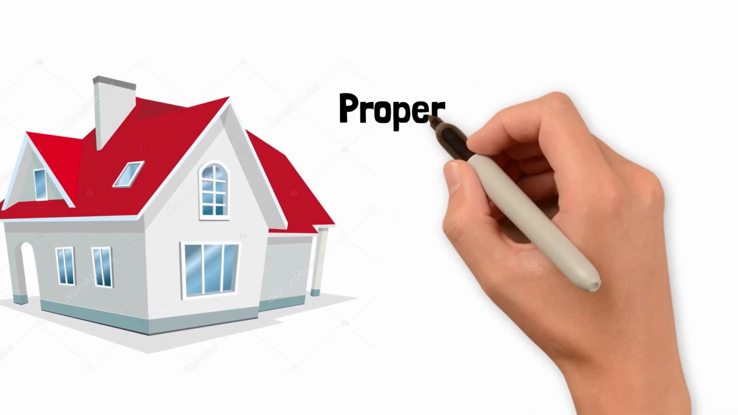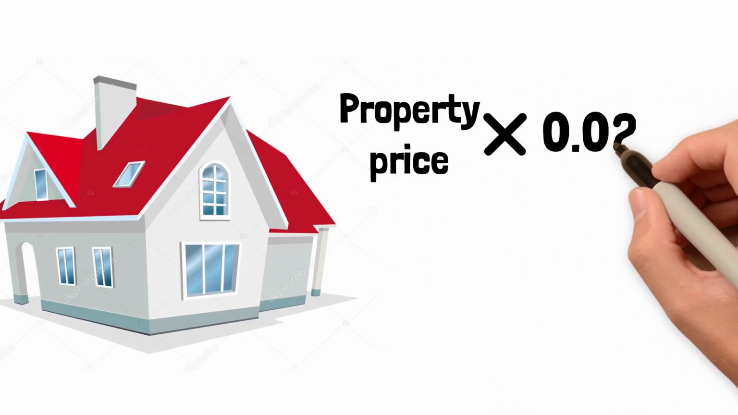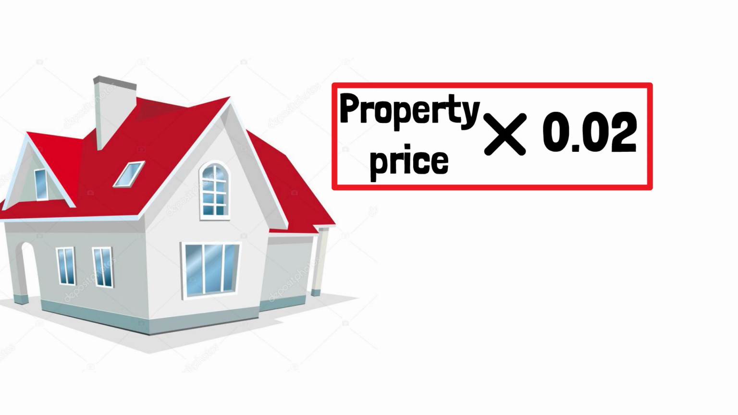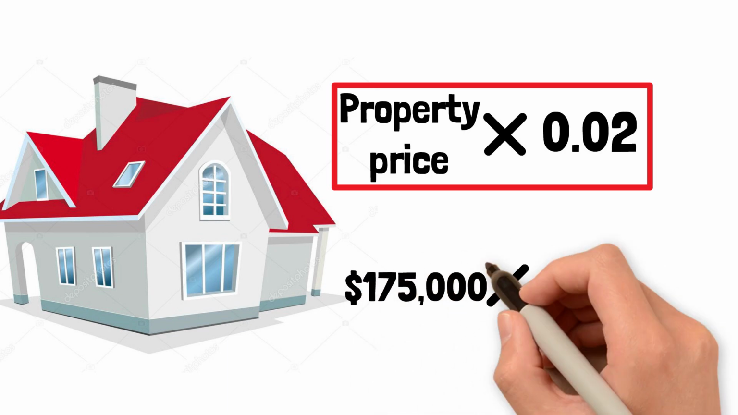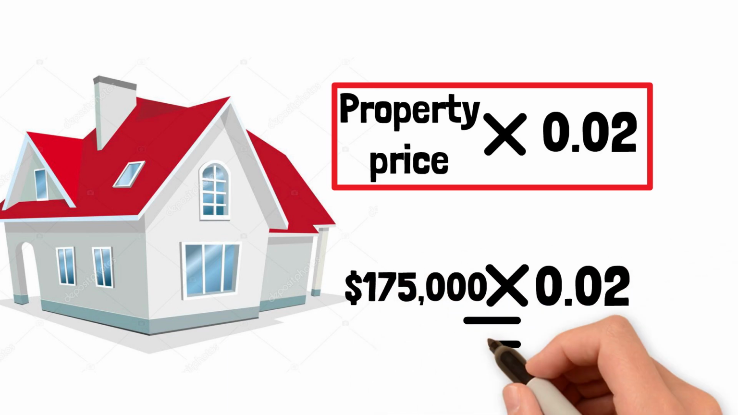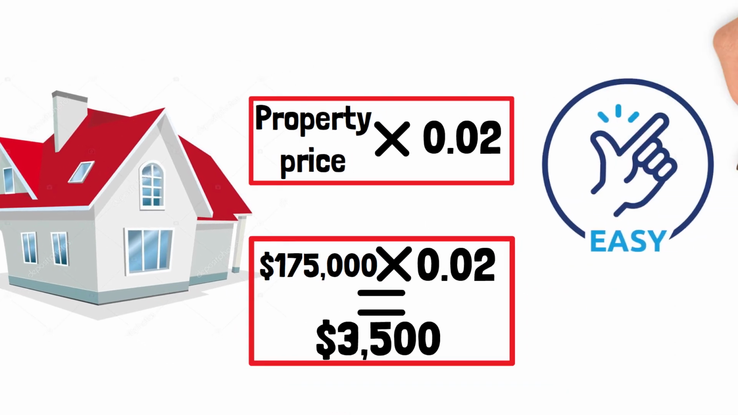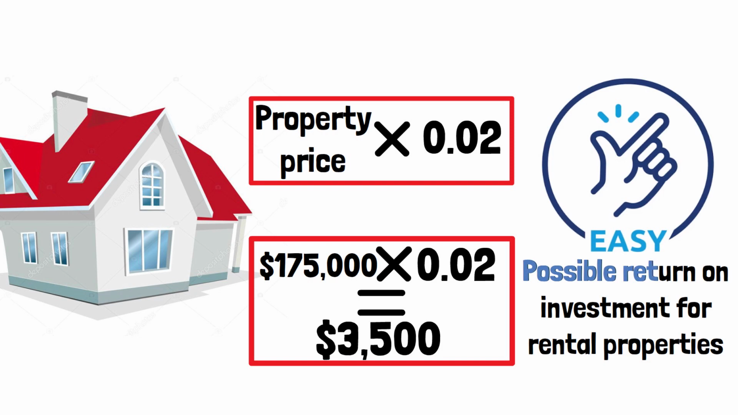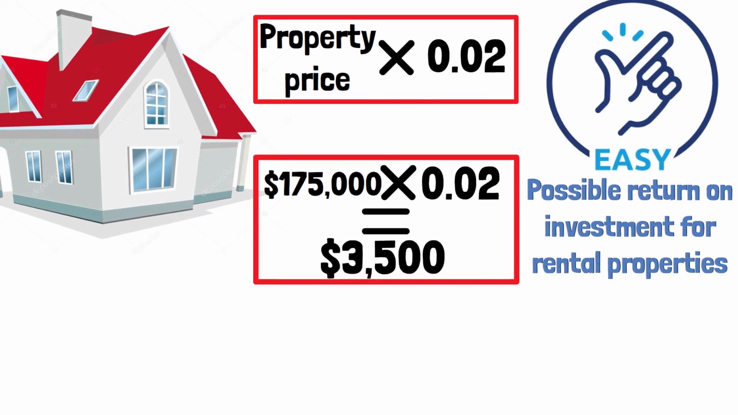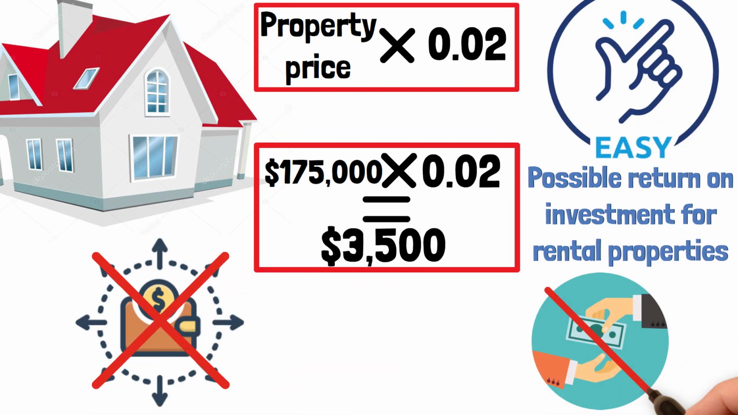Simply multiply the property price by 0.02 to calculate the 2% guideline. For instance, if the property is worth $175,000, the minimal rental income is $3,500. The 2% rule is a quick and easy calculation for determining the possible return on investment for rental properties, but it does not account for running expenditures or debt payments.